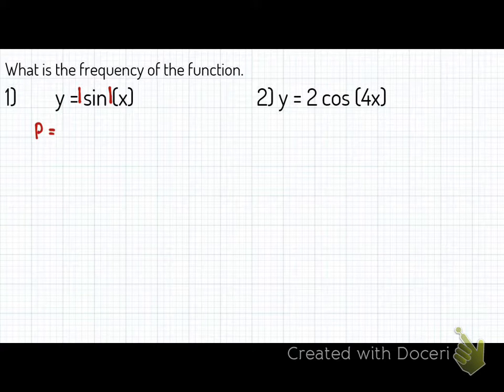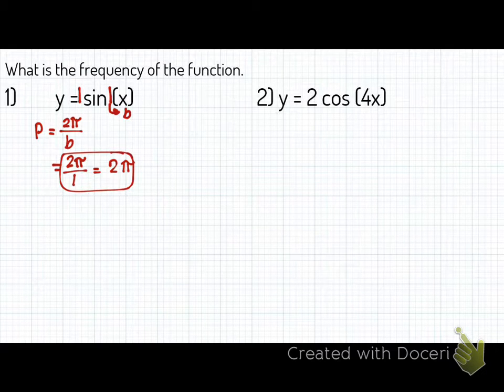Remember a couple days ago I taught you period. Period was 2 pi over your B. And your B is right here, right? This is your B. Okay? So you just plug it in. If period's 2 pi over B, you're like 2 pi over 1. And 2 pi over 1 is equal to just 2 pi, right? That's your period, right? So either of these two answers is correct for period.